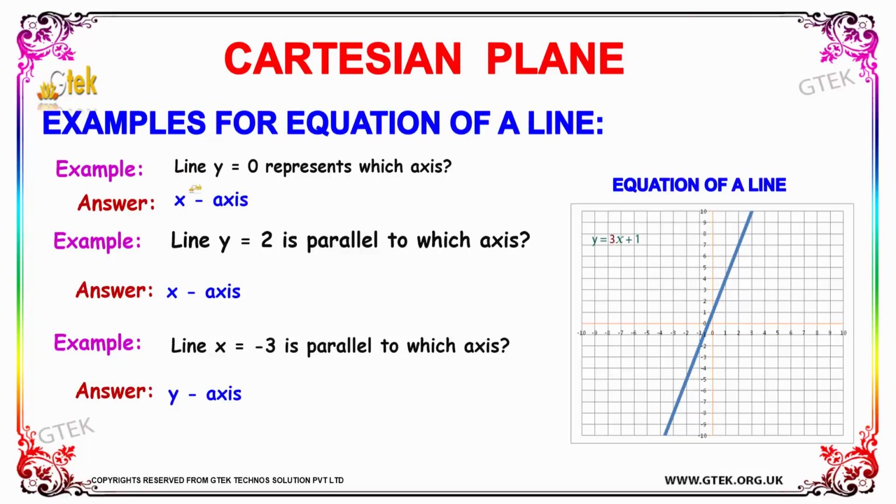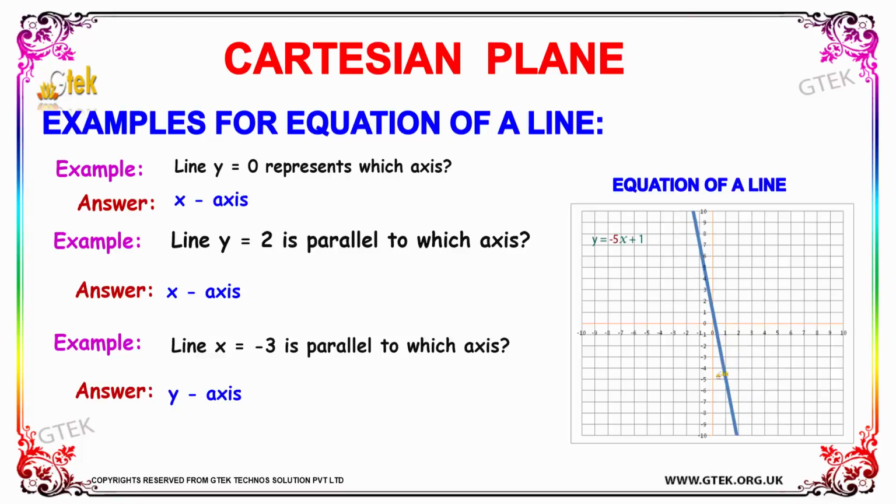The example is, if the line y equal to 0, which axis does it represent? Yes, the obvious answer is the x-axis. The next example question is, line y equal to 2 is parallel to which axis? So line y equal to 2. This one is y. So y equal to 2 will be parallel to the x-axis. Yes, x-axis.